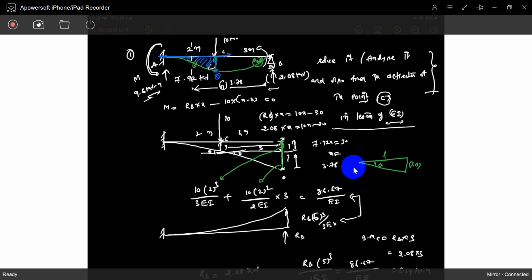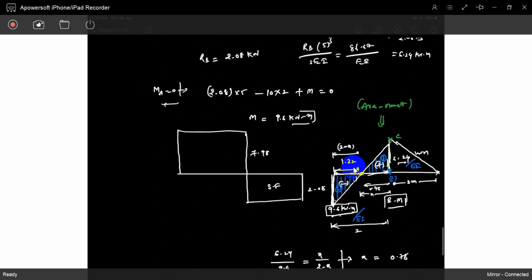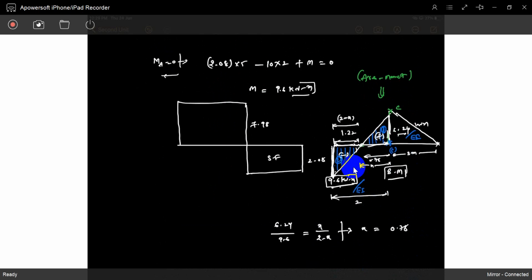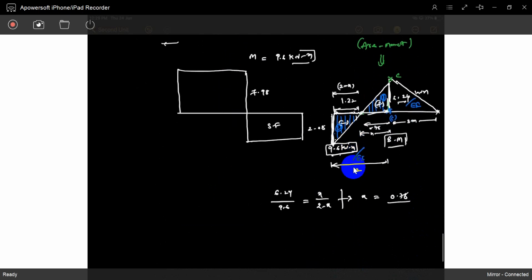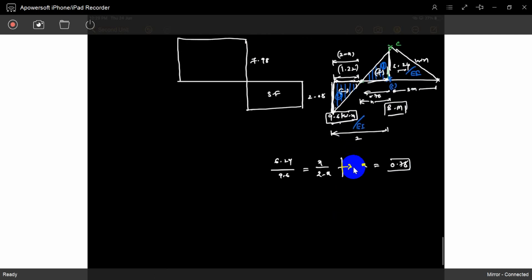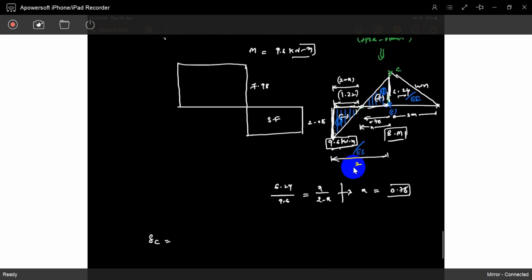Something they missed it. Okay, no problem. So okay? These are the correct values. If you got this, x is 0.8, 0.88, this is 1.22. So now I will find out the deflection at this point. So deflection at this point C is what?